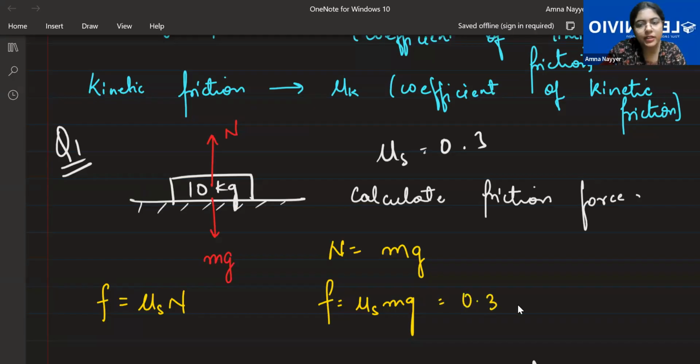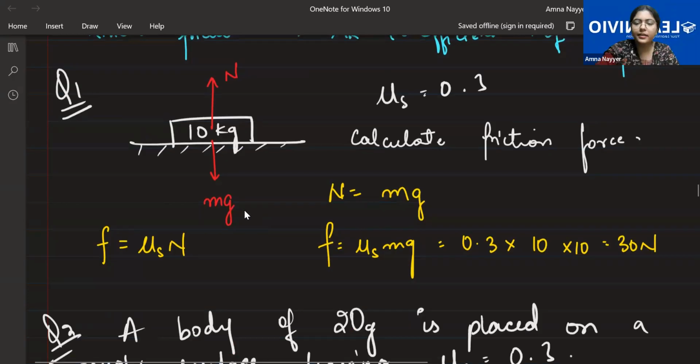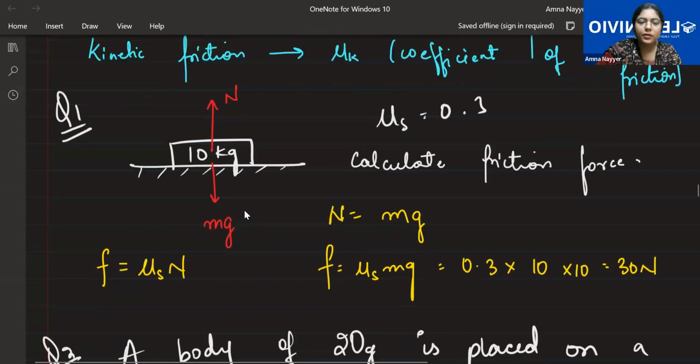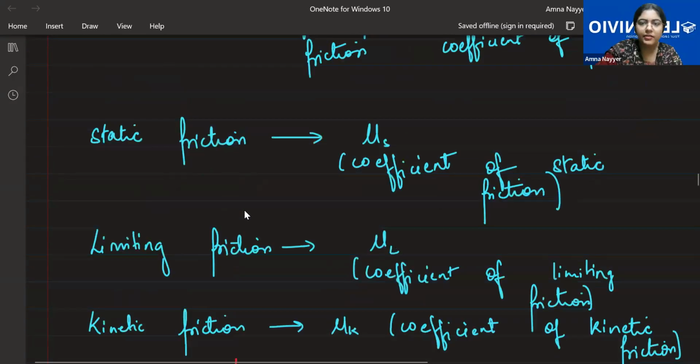So this is 0.3 into 10 into 10, that is 30 Newton. So 30 Newton of friction force is acting. So like this, you have to see what your normal reaction is equal to. If normal reaction is given directly, you write it. Okay, write it till here, then we'll have a discussion.